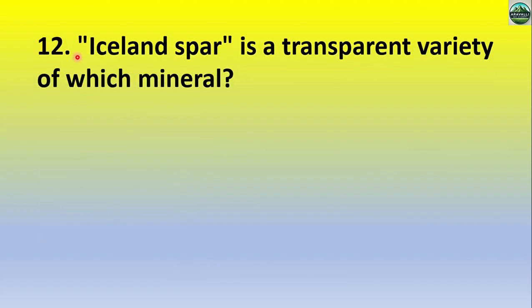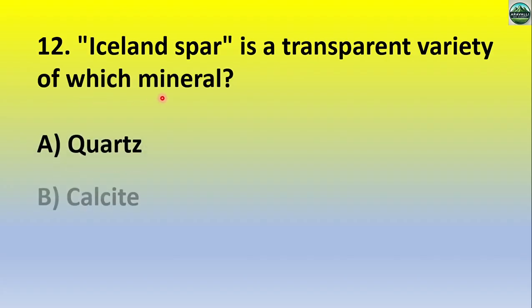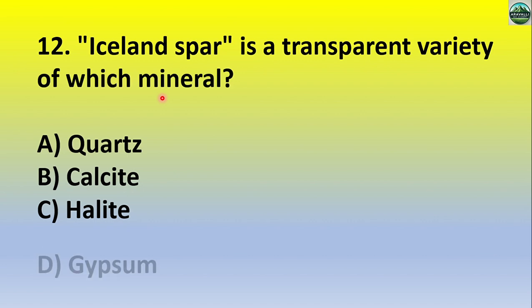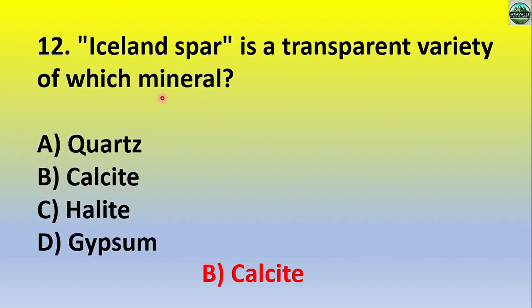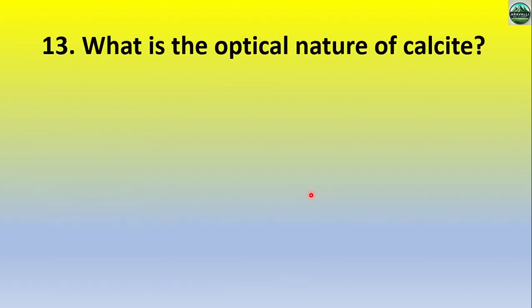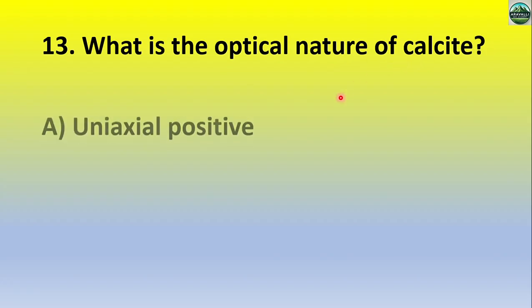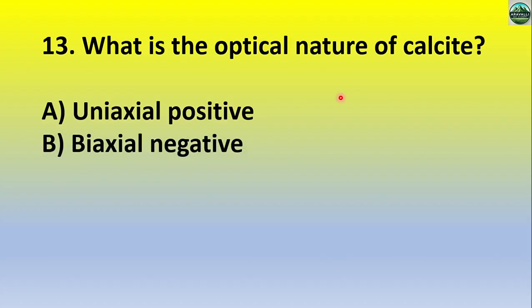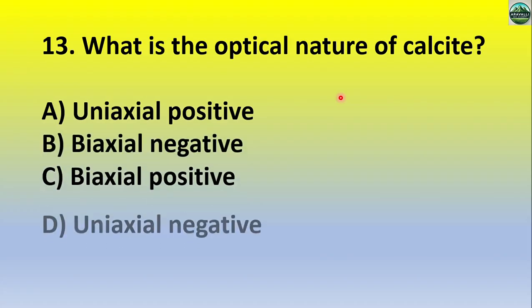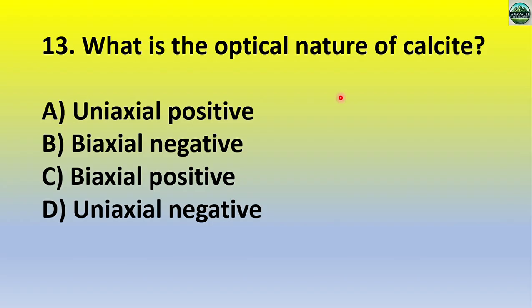Now question number 12. Iceland spar is the transparent variety of which mineral? Option A, quartz. Option B, calcite. Option C, halite. Option D, gypsum. So Iceland spar is a transparent variety of calcite and is also used for optical purposes. Now next, what is the optical nature of calcite? This is asking the optic sign. Uniaxial positive, biaxial negative, biaxial positive and uniaxial negative. So what is the right answer? The right answer is D, uniaxial negative.